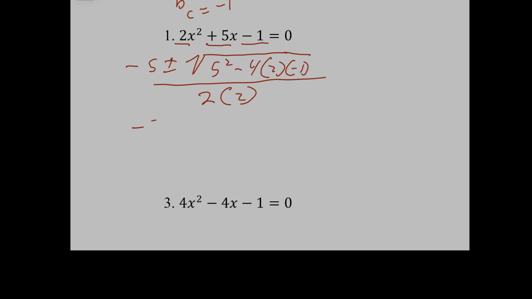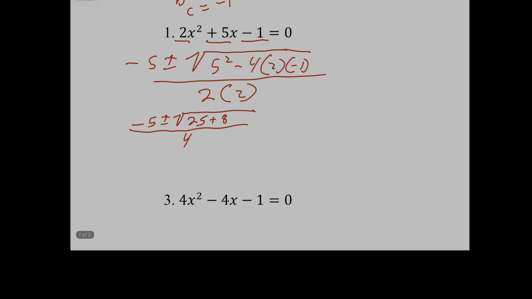Okay, so that's going to turn into -5 plus or minus square root of 5 squared is 25. Now watch what I do. I have a negative times a positive times a negative. So it's going to be positive because I only have two negatives. 4 times 2 is 8 times 1, still 8. Boom, all over 4. I'm going to just go across here, and I'm going to go -5 plus or minus square root of 33 over 4.